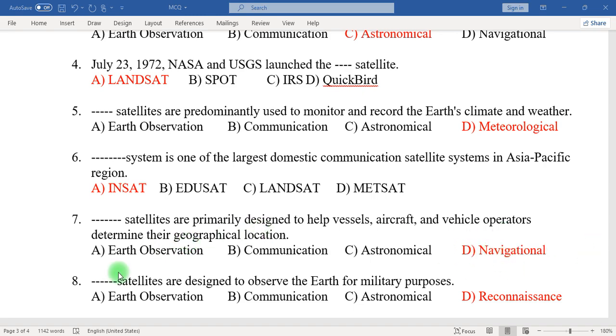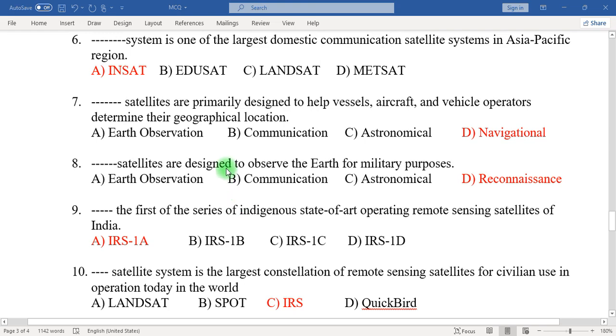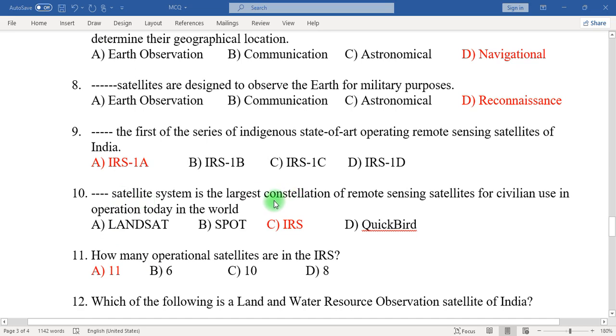Correct answer, navigational. Dash-dash satellites are designed to observe the Earth for military purposes. Correct answer, reconnaissance. Dash-dash, the first of the series of indigenous state of the art operational remote sensing satellites of India. Correct answer, IRS-1A. Dash-dash satellite system is the largest constellation of remote sensing satellites for civilian use in operation today in the world. Correct answer, IRS.